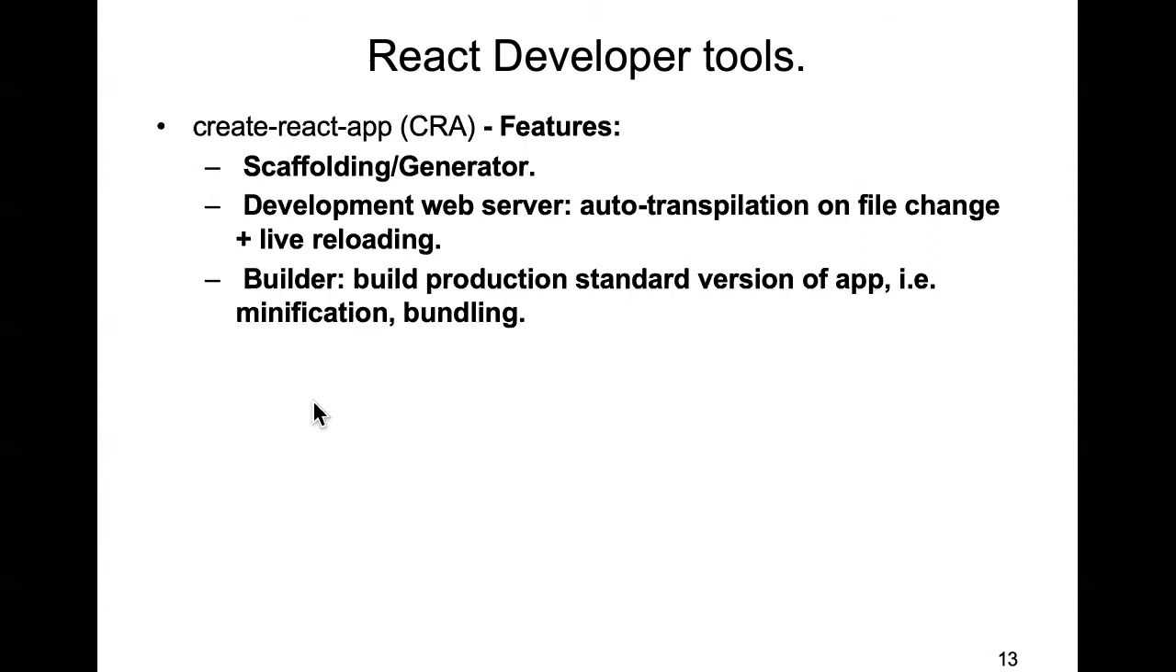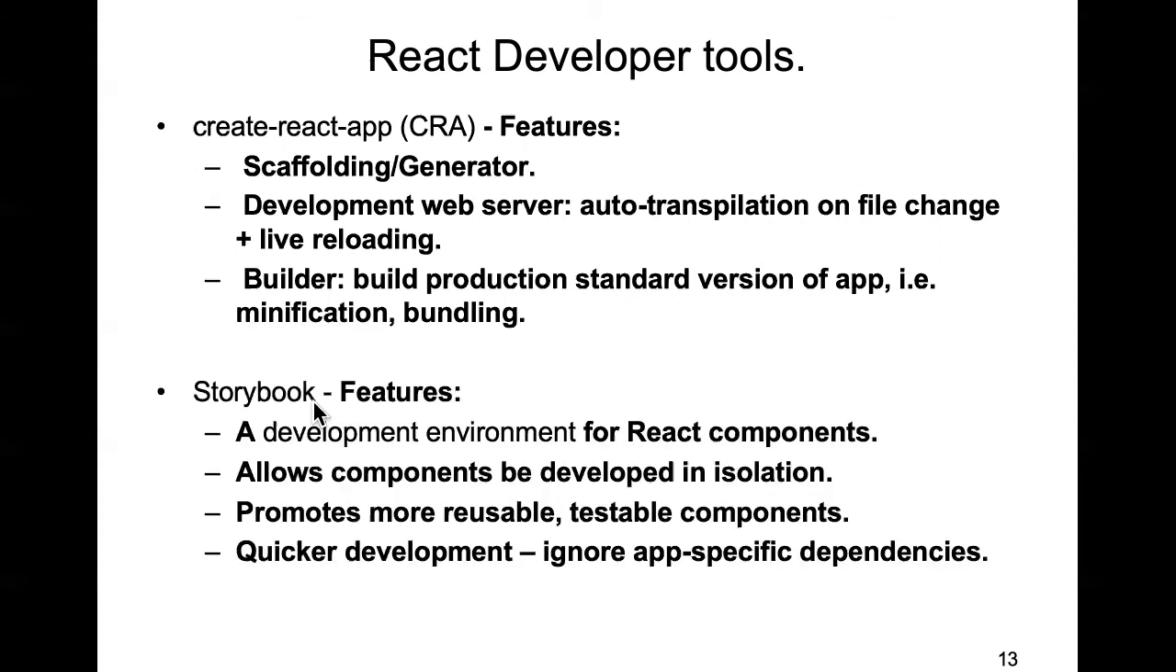That's Create React App. The second tool is a tool called Storybook. And whereas Create React App is what you use when you're developing a complete application, Storybook is really great when you're developing individual components. And of course, you know, an app is made up of components. So typically you would develop some components first and then start gluing them together. So Storybook is great as a development tool for individual components.